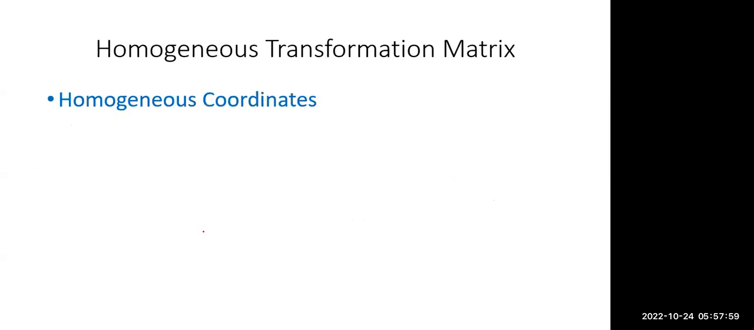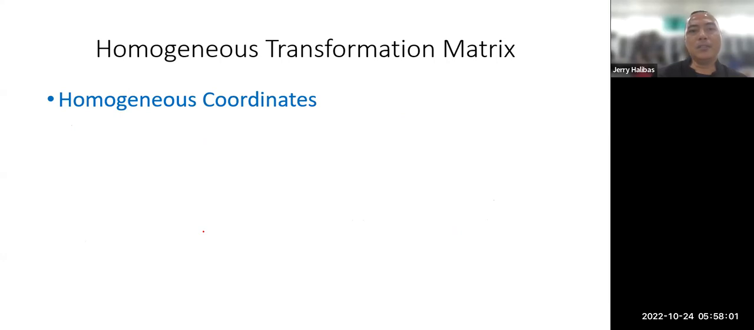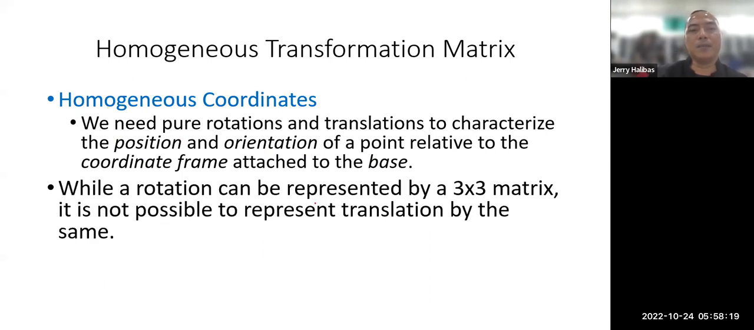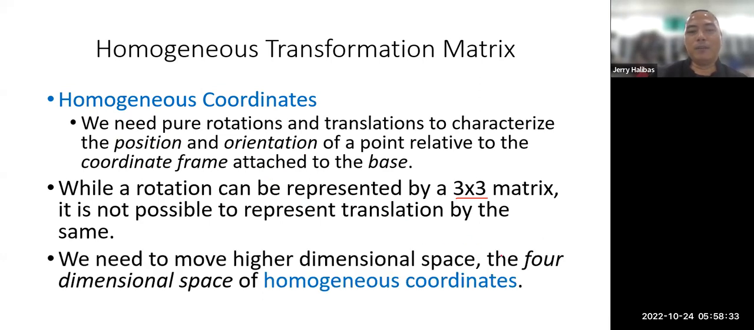Okay, so let's proceed, no? Homogeneous coordinates. Okay, so we need a few rotations and translations to characterize the position and rotation of a point relative to the coordinate frame attached. So this is what is referred to as homogeneous coordinates. While a rotation can be represented by 3 by 3, it is not possible to represent translation by the same. So it becomes a four-dimensional space, or what is known as homogeneous coordinates.